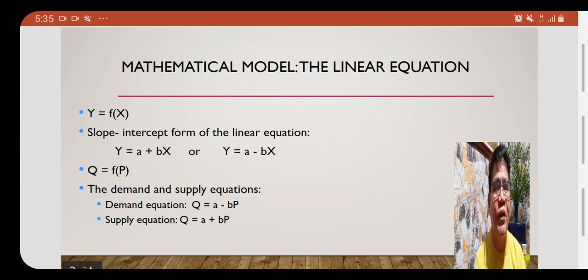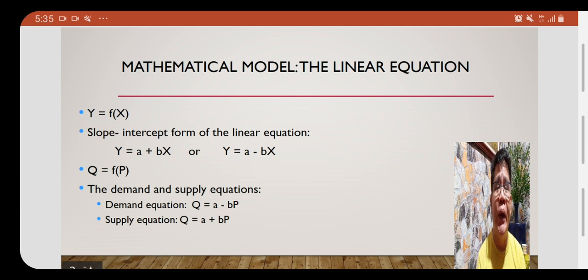So our functional expression now is Q equal to f of P. That is to say that quantity stands as quantity demanded or quantity supplied, and P stands as the price.